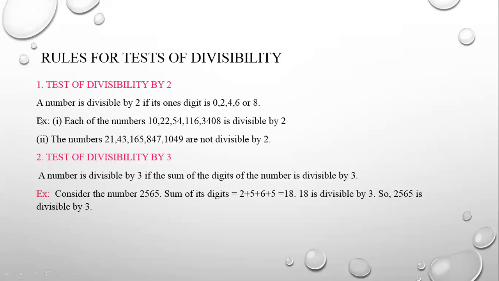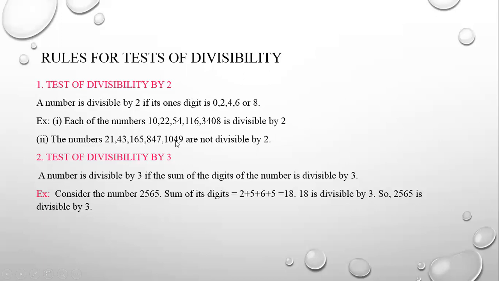So what is the rule for this? A number is divisible by 2 if its ones digit is 0, 2, 4, 6 or 8. If in the ones place the number is 0, 2, 4, 6 or 8, then we can say that the given number is divisible by 2. See the example here. Here the numbers are like 10, 22, 54, 116 and so on. So in all these numbers, the ones digit is either 0, 2, 4, 6 or 8. So which is divisible by 2.